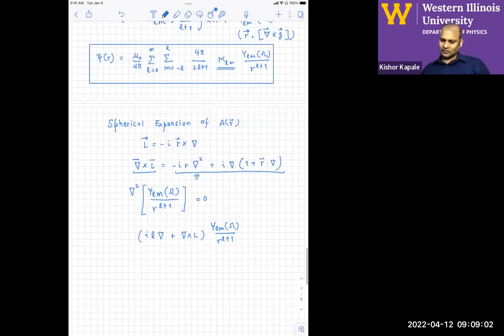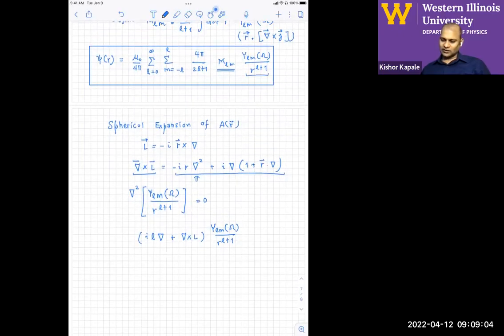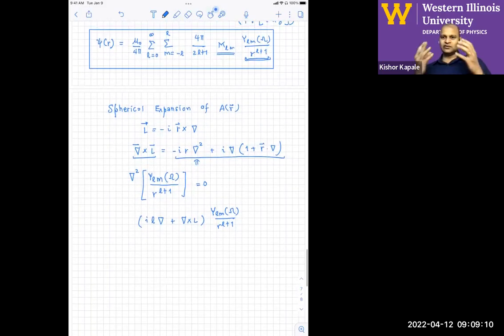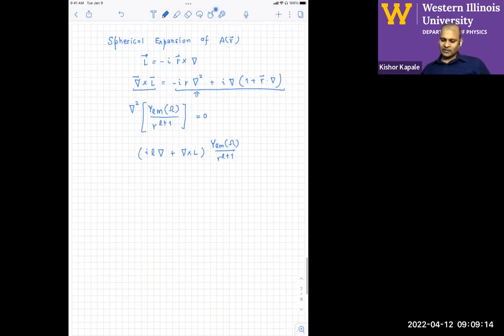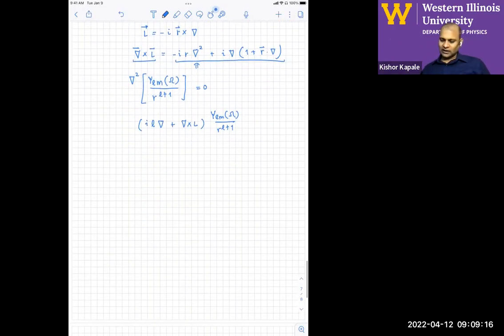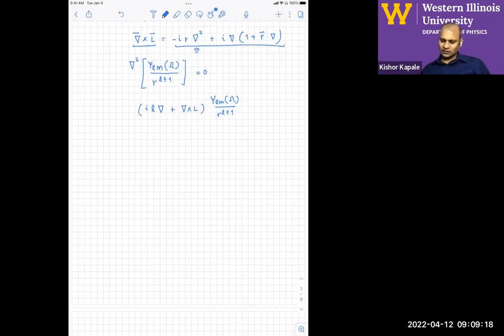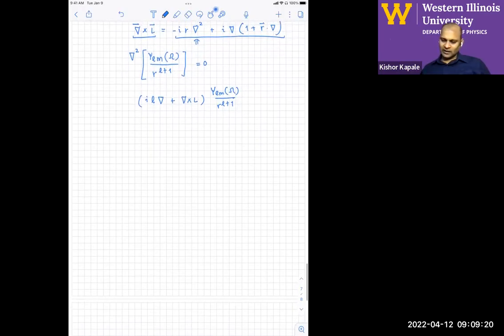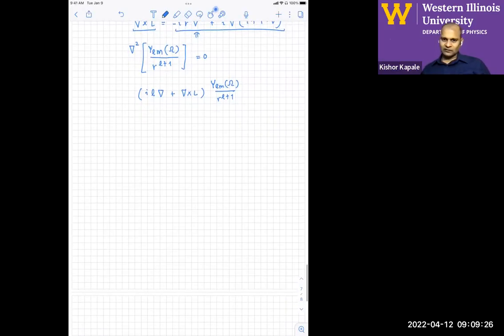Where is that coming from? You could see that's this term here, Y_LM(Ω) over r to the power L plus 1. What we are trying to do is use the mathematics for the psi of r expression and just translate it and connect it with A of r. Again, it may seem like some small conceptual jumps, but please bear with me on this, and then you will see how good these things are.